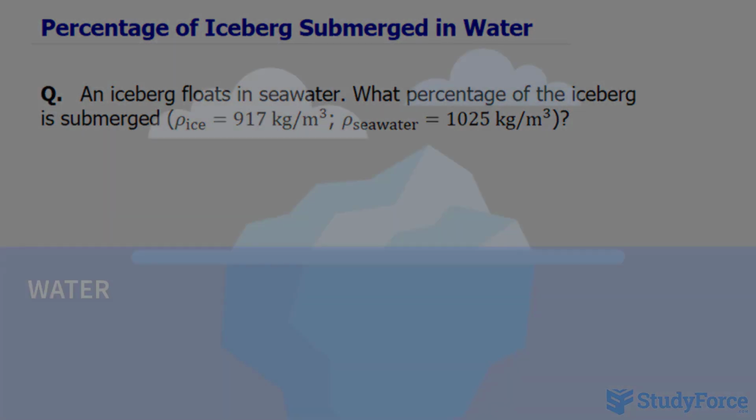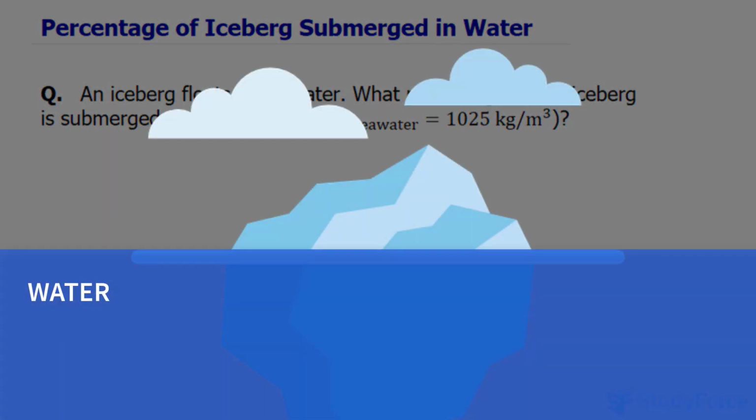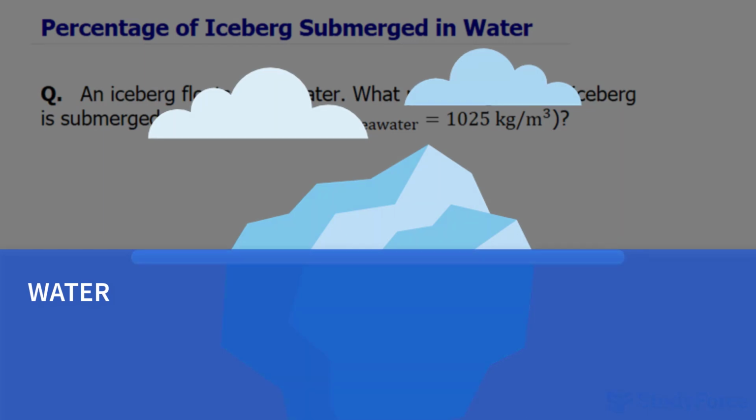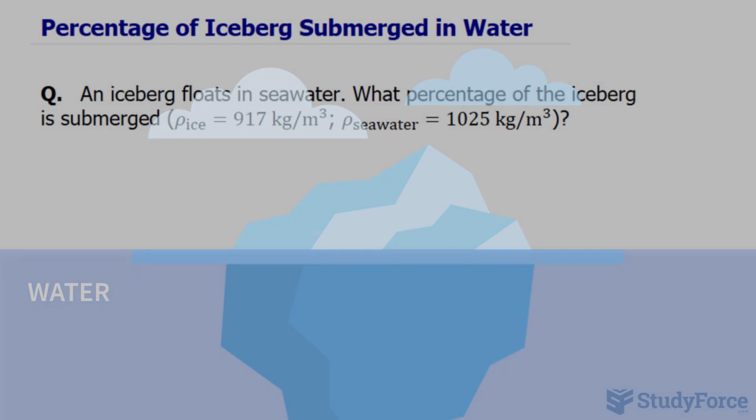Let's begin with a thought exercise. Imagine you're in the North Pole and you see an iceberg floating in water. The iceberg appears big on the surface, but how much of it is actually submerged underneath? In this video, I'll show you the physics behind solving such a problem.